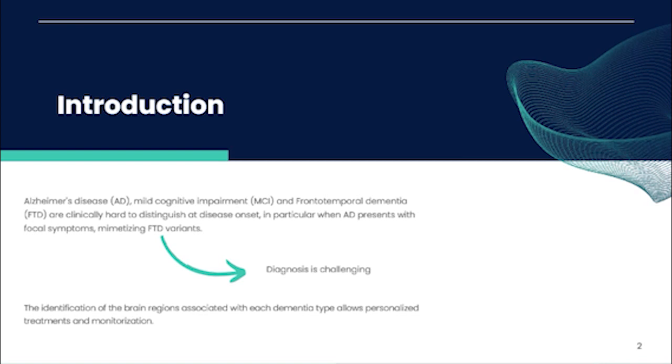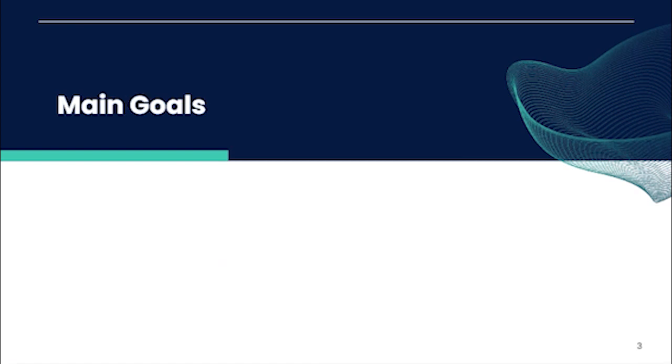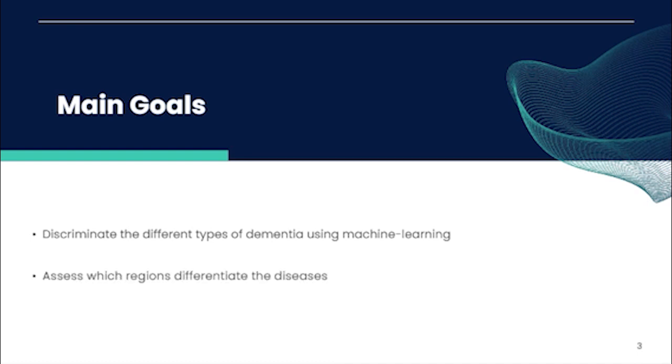to study disease progression. With this in mind, in this work, we aim to discriminate the different types of dementia using machine learning, and we also assess which regions differentiate these diseases.